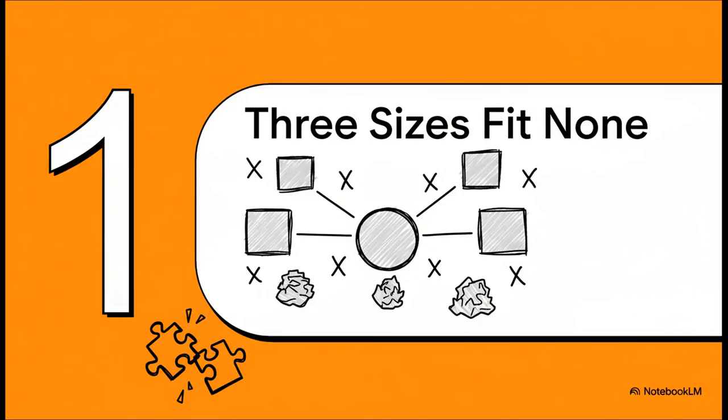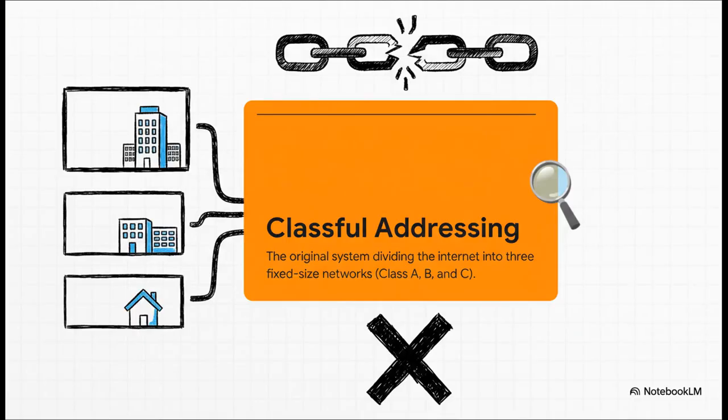So where did this whole mess come from? Well, it all stemmed from a really rigid, one-size-fits-all approach. Or actually, as we're going to see, it was more like a three-sizes-fit-none approach that was unbelievably wasteful. This old system was called classful addressing. When a company or a university needed internet addresses, they were handed a pre-packaged block in one of three fixed sizes. You had Class A for huge networks, Class B for medium, and Class C for small. And that was it. There was literally nothing in between.